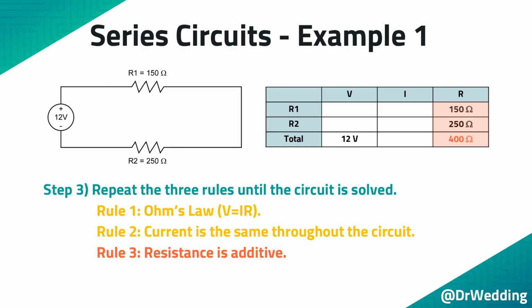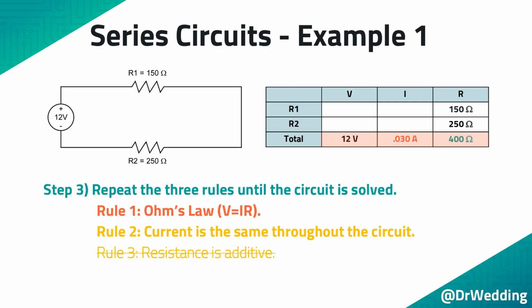Because resistance is additive, you can add R1 and R2 to get the total resistance. 150 ohms plus 250 ohms is 400 ohms. So the total resistance of the circuit is 400 ohms. Fill this value in on the table. Once you use Rule 3, you know all the resistances, and this rule is no longer useful, so a line was drawn through it. A new value has been added to the table, so you should start to step through the rules again.